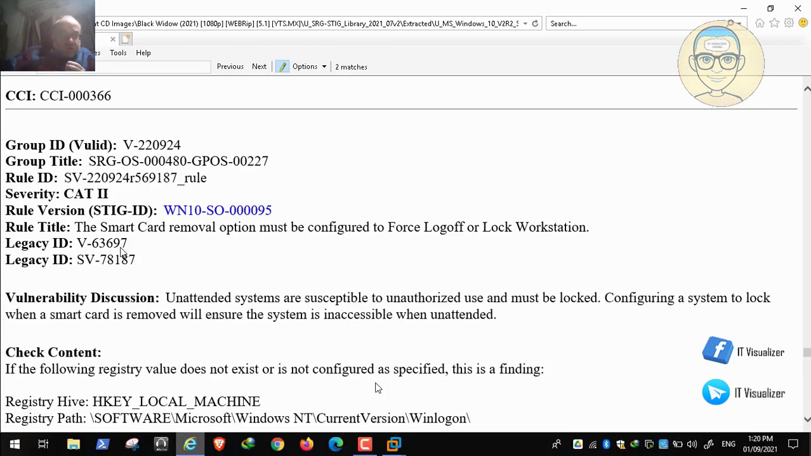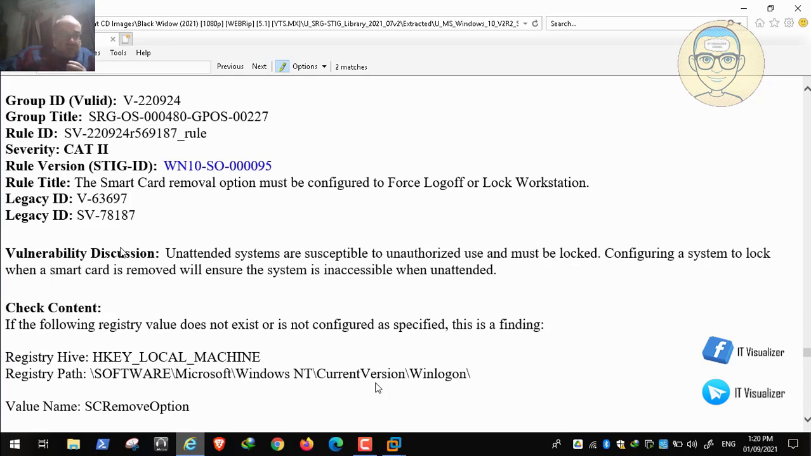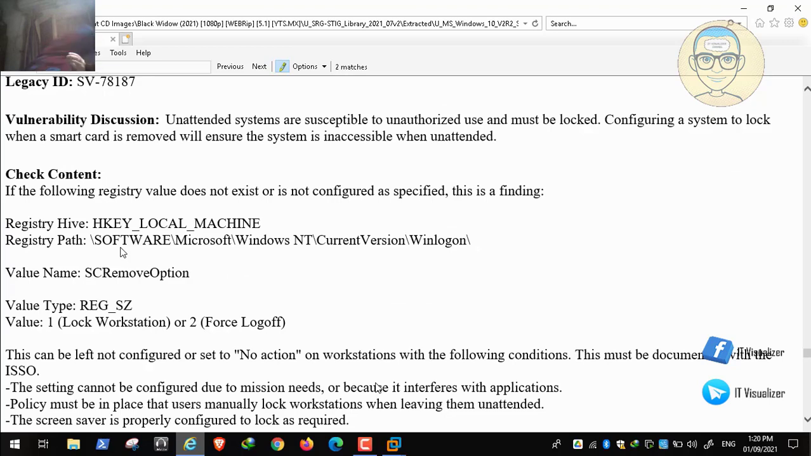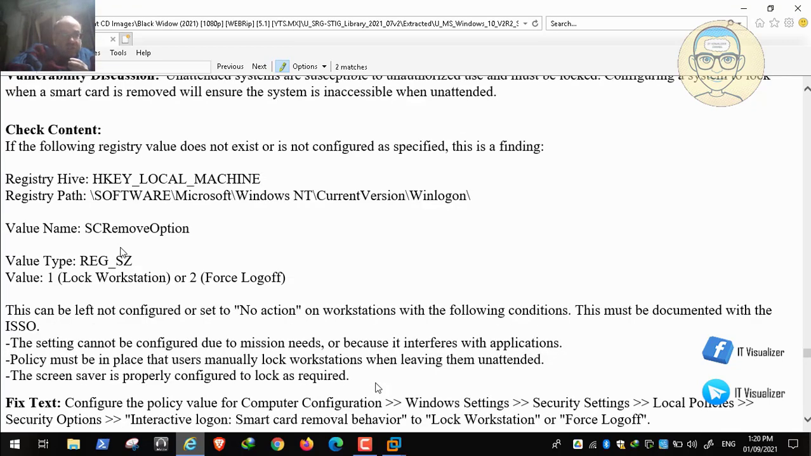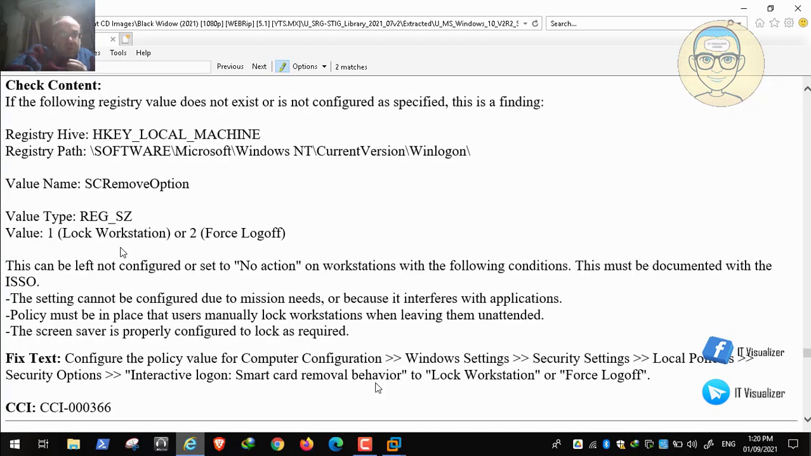So we need to see also if this option is working or not, or whether it is activated or not. So let's see. We go to the registry and see if this option is enabled or not. And then if it's not, we need to go to the group policy, interactive logon, smart card removal behavior, to make it lock workstation or force log off. Okay.